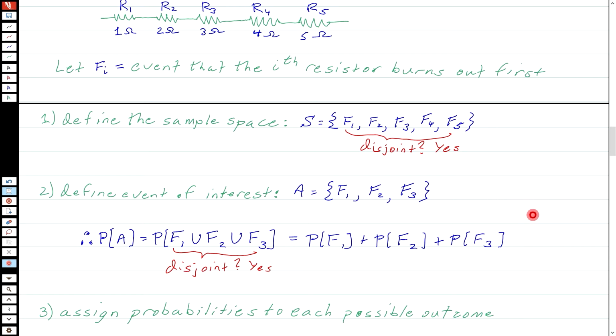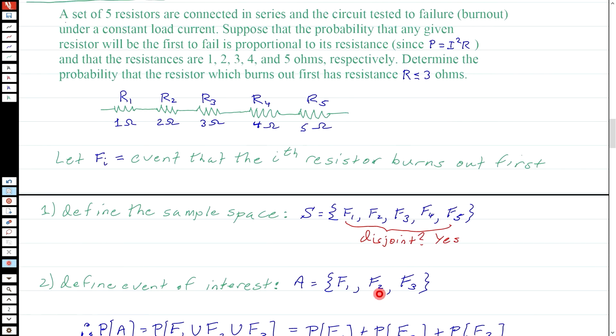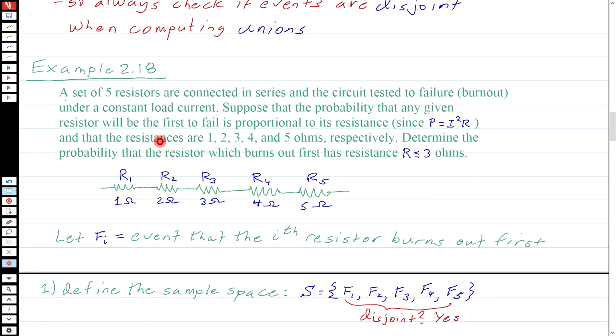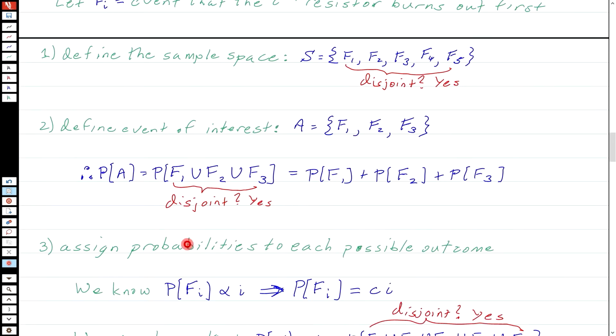The next challenge is to figure out what these probabilities are: the probability of F1, F2, and F3. So we have to assign probabilities to each possible outcome. Now we're told here that the probability that the resistor will be first to fail is proportional to its resistance. So the probability that Fi fails is proportional to i, since the ith resistor has resistance i. In other words, we can write the probability of Fi is equal to some constant C times the resistance i.